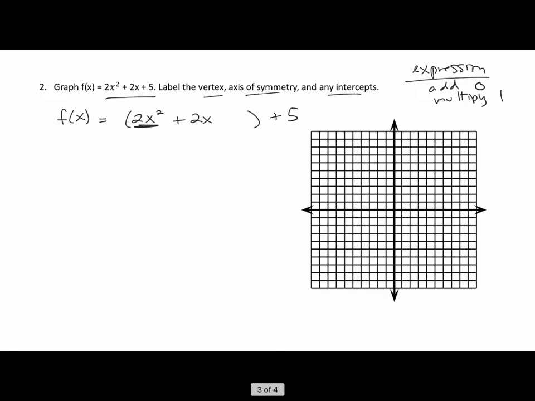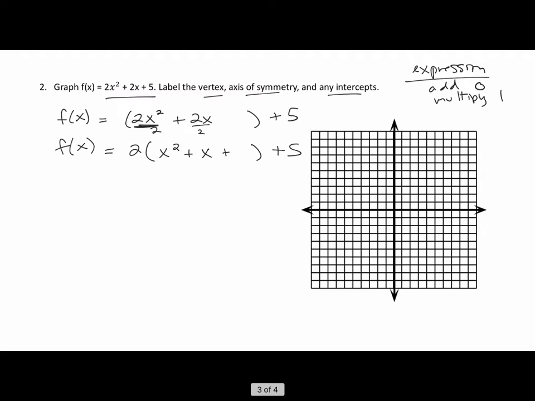But what I could do is I could factor out the 2 and then divide 2, because that's multiplying by 1, right? 2 over 2 is 1. So let me do that. And just for those terms, it has nothing to do with this plus 5. He's pushed over to the side there. He's not part of this association. So now I can complete the square.